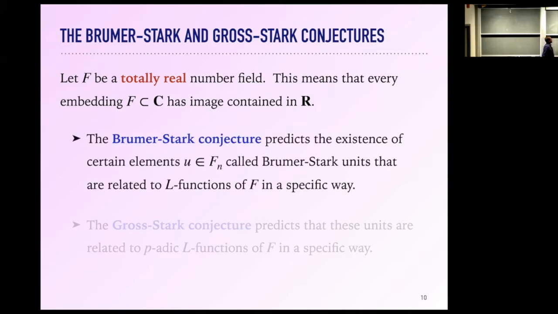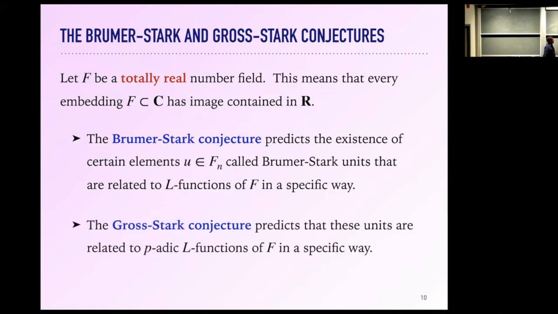The Brumer-Stark conjecture predicts the existence of certain elements in these field extensions F_n, when F is one of these totally real fields, that are called Brumer-Stark units. And their valuations are supposed to be related to L functions. I know I haven't defined an L function yet. I'll do that later. But there's a very precise relationship. And so it predicts the existence of these special elements that we'd like to know exist.